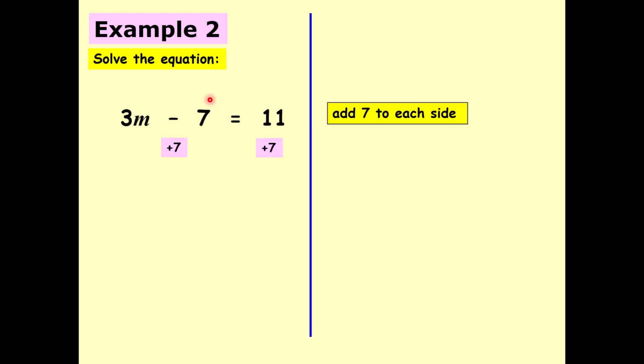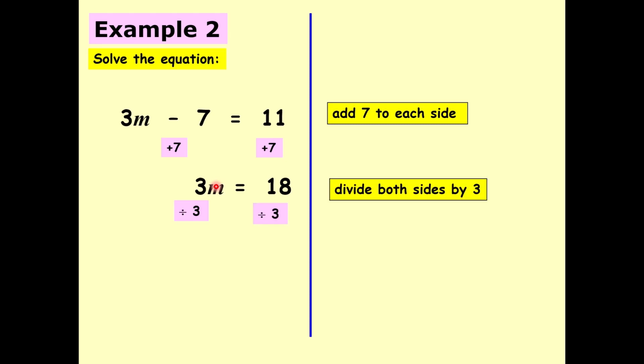So if we add 7 to both sides, we're essentially cancelling those out, just to be left with 3m on this side. And then 11 add 7 gives us 18. Covering up the m, we've got a 3 there that's stopping us from having m on its own. So we're going to divide both sides by 3 to get m equals 6.